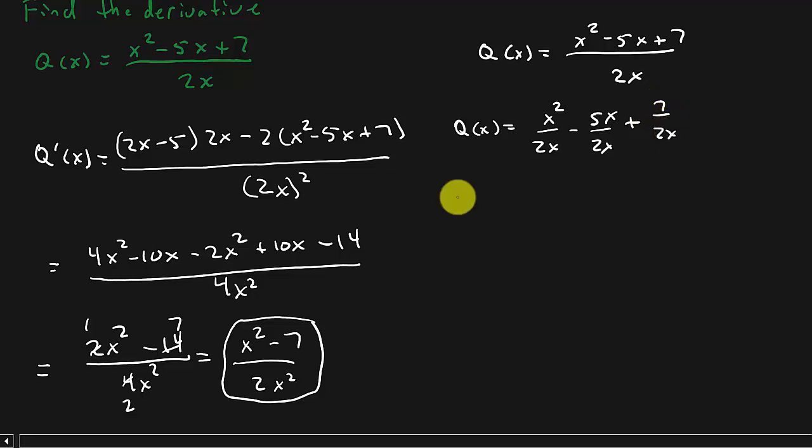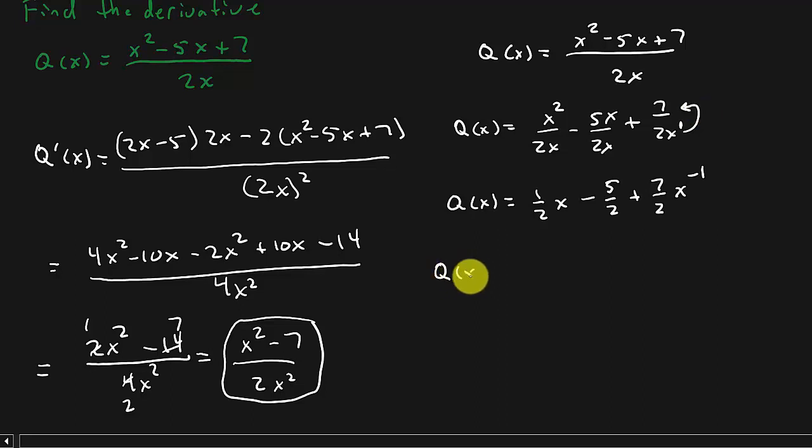All right, and so that would give me Q of x is equal to, that's going to be 1/2 x, right? 1/2 x minus 5 halves plus 7 halves x to the negative 1. See, this is x to the first, so I'm just bringing it up into the numerator. Okay, and then it's just power rule.